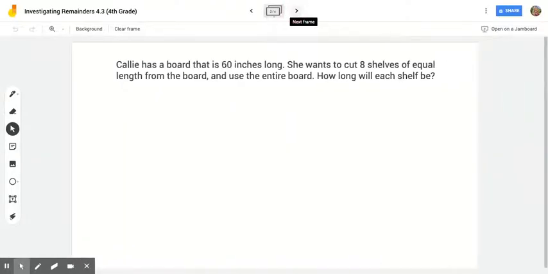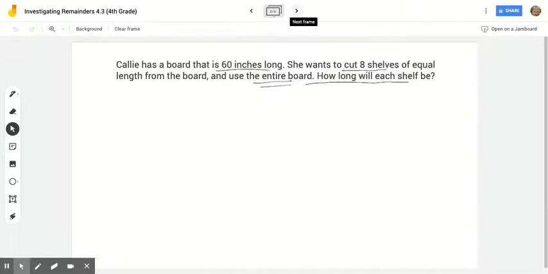Callie has a board that is 60 inches long. She wants to cut 8 shelves of equal length from the board. Ooh, key fact here. She wants to use the entire board. Okay, so she has a board that's 60 inches long. She wants to cut 8 shelves, and she wants to use the entire board. How long will each shelf be?